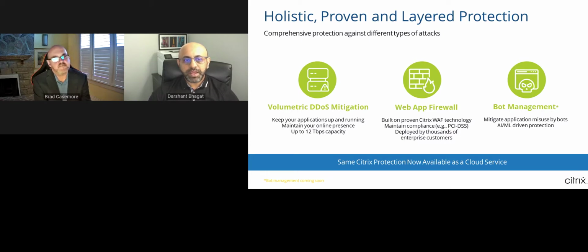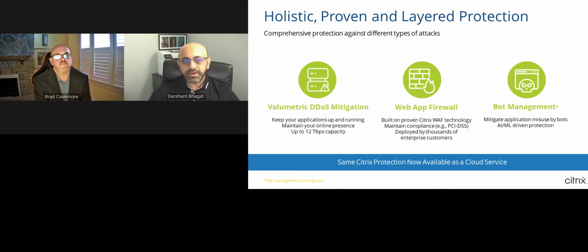Citrix Web App and API Protection offers holistic, proven, and layered protection for all your web apps and APIs. Starting with volumetric DDoS to a comprehensive WAF and bot management solution that is coming soon, you can meet all of your application security requirements through CWAAP.